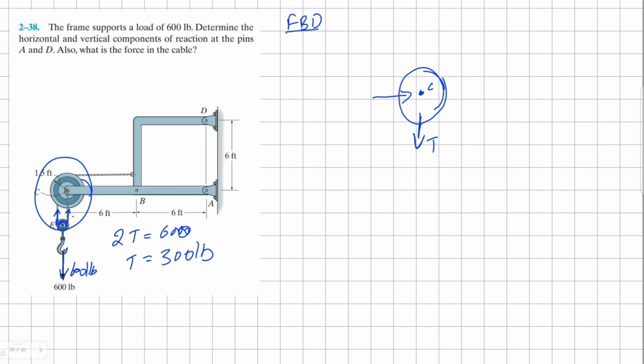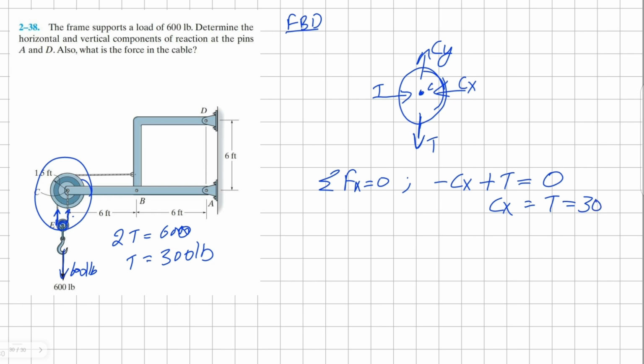And since we know our cable is having reaction, therefore C must have counter reactions. Therefore, there's going to be reactions countering the reactions of the cable. There's going to be a horizontal component for C, and there's going to be a vertical component for C. Solving this, we can sum the forces in x direction at C, and we'll get negative Cx, positive tension force equals to 0. Therefore, our Cx is equal to our tension, and tension we know is 300 pounds.